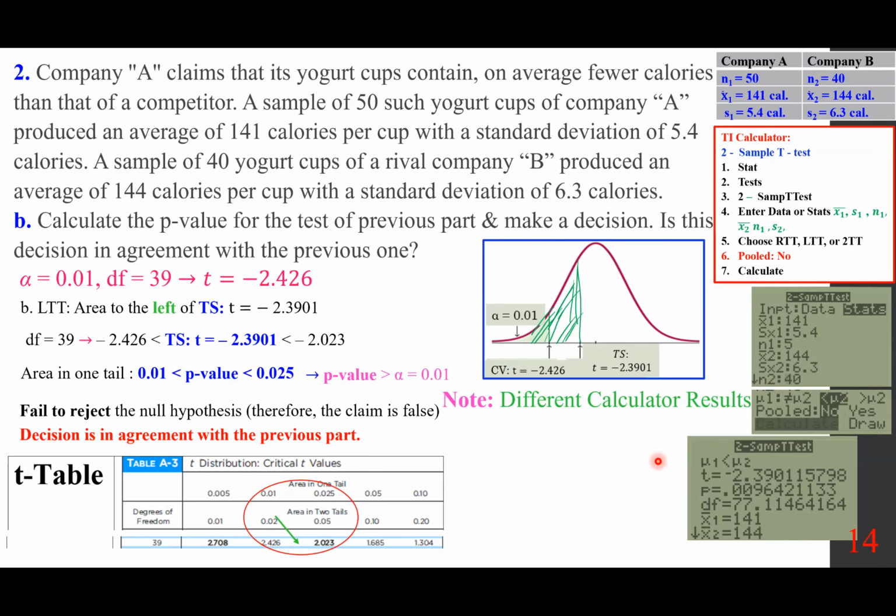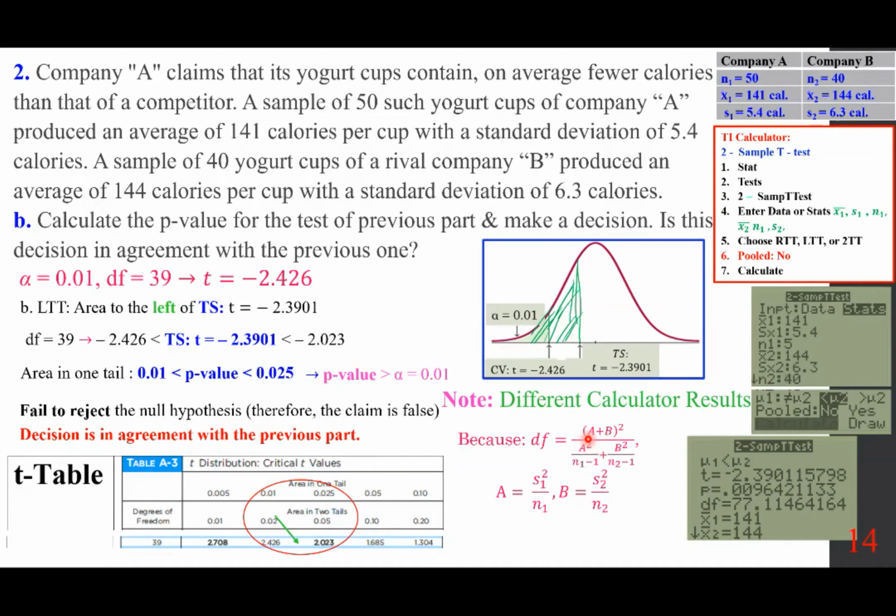So with that being the case, take a look at what you get here. We have a different result with the calculator. Here's the reason. Degrees of freedom has a very complicated formula: a plus b quantity squared over a squared over n1 minus 1 plus b squared over n2 minus 1, where a is s1 squared over n1 and b is s2 squared over n2. You don't have to worry about that. But because of that, when the calculator calculates the degrees of freedom, it is no longer 39. This is what we picked, the smaller of the two. But in this case, take a look at what happens. Degrees of freedom using this formula is calculated at 77.11464164.